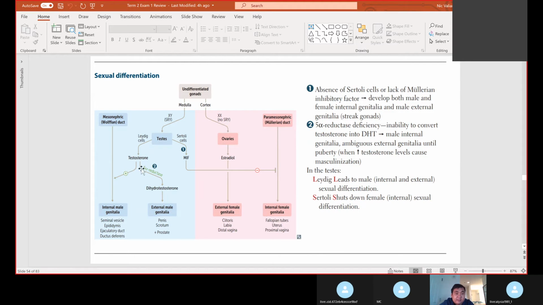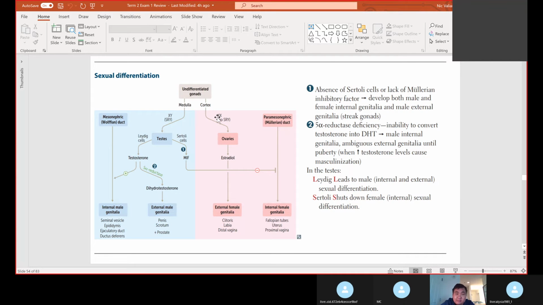Your Leydig cells will secrete testosterone. Why? To develop internal male genitalia: your seminal vesicles, epididymis, ejaculatory duct, vas deferens, and the development of your mesonephric Wolffian duct. Testosterone also increases 5-alpha reductase to convert testosterone to dihydrotestosterone. Why? For external male genitalia: you have penis, scrotum, and the prostate.